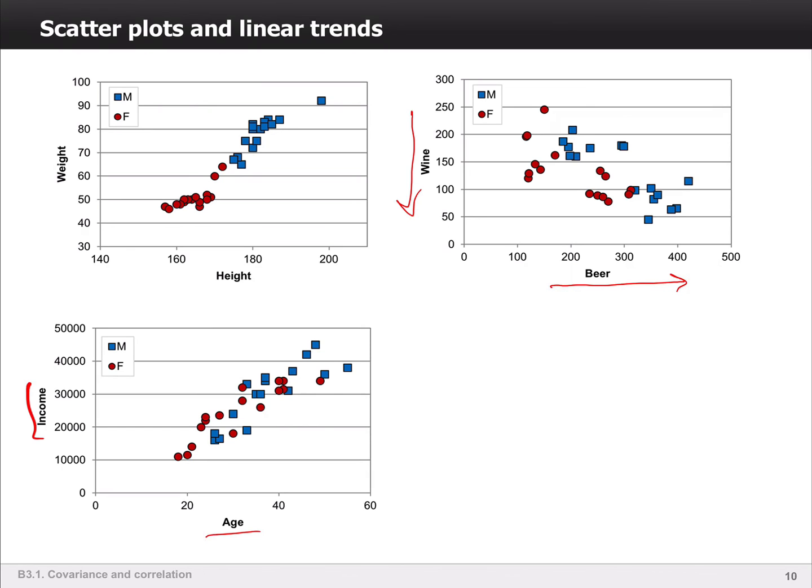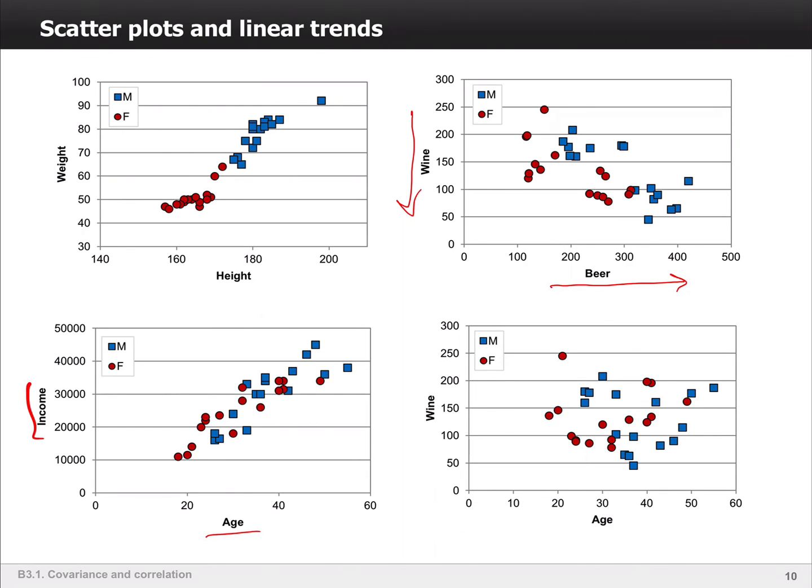Okay. Then the final one, it's age and wine, and in this case we don't see any trends. We can't make a line that will fit these points well. Okay, so in most of these cases I can make these imaginary lines, and you can see that points are more or less scattered around this imaginary line, right? So for height and weight, the points are almost exactly on the straight line, and then for income and age a little bit more scattered, and for beer and wine even more scattered. Plus, for beer and wine the line has a negative slope.